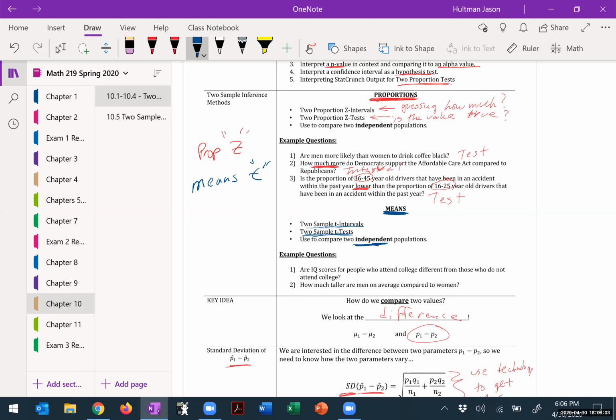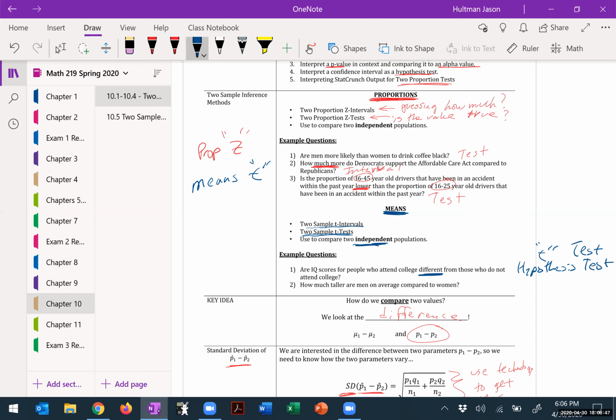The average weights of babies at 3 months, right? How do they compare in one country versus another country? So example questions. Are IQ scores for people who attend college different from those who do not attend college? So all we're looking at is the difference here, different. If it's just different, then this would be a hypothesis test, or what we would call a t-test.